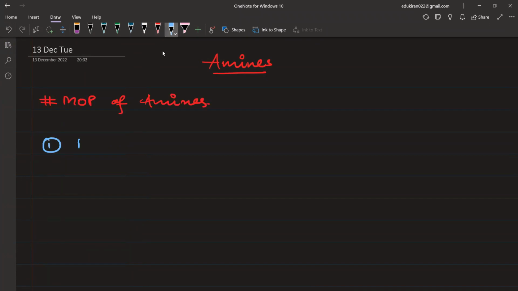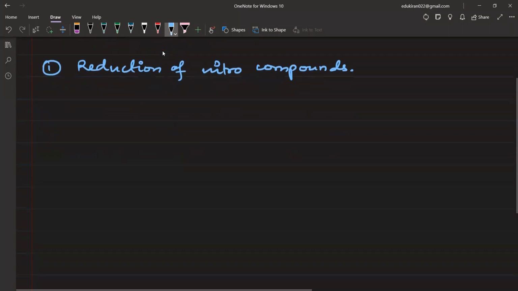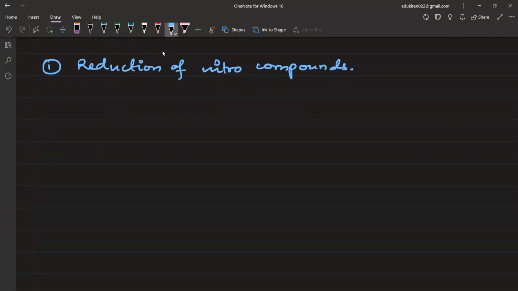Right, the first method, reduction of nitro compounds. Reduction of nitro compounds. So please see, there are two methods for the reduction of nitro compounds. One can be done if you have H2 in the presence of Pd, and the other can be done if you have Fe in the presence of HCl or Sn in the presence of HCl. Okay, so please note the two methods.